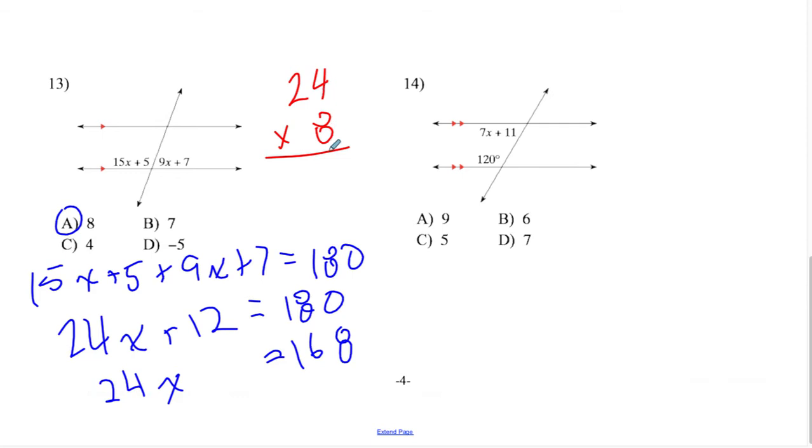24 times 8, 8 times 4 is 32, carry the 3, 2 times 8, 16, 17, 18, 19, 192. Oh, we got it wrong. Oh no. Okay, so that means the correct answer was 7. Sorry about that. It's not A, it is B.